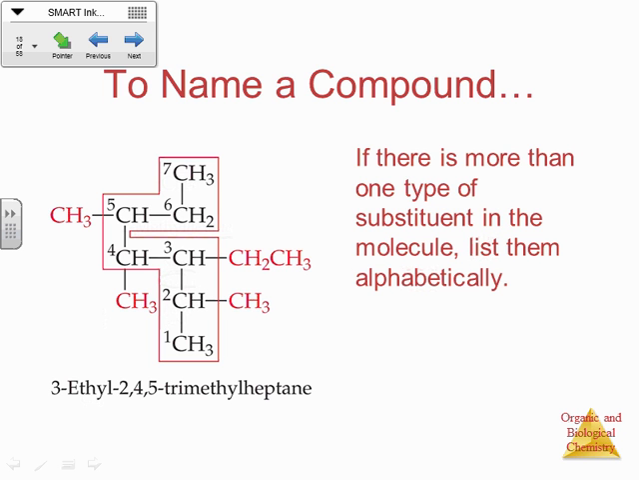If there is more than one type of substituent, you need to list them alphabetically, which is weird because you might think that you would just list them numerically, whichever one you get to first, but you're supposed to actually list them alphabetically.